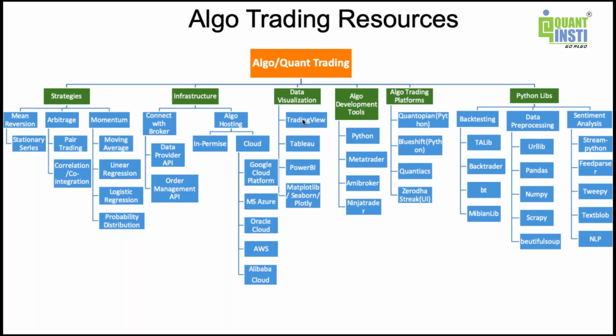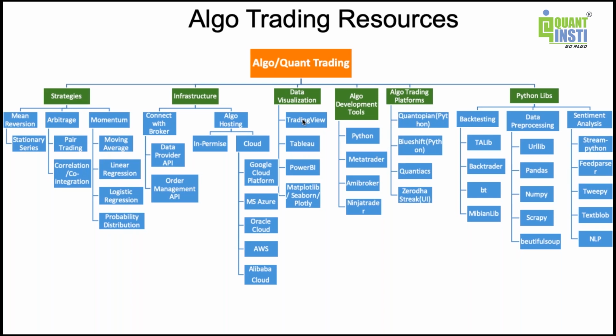There is one more very important library in Python, which is Mibian lib. Mibian lib is nothing but for calculation of option pricing. This is very useful. And if we talk about sentiment analysis, then Stream Python is there. Feedparser is generally used for getting the feed of the news. Tweepy is for Twitter sentiment analysis. TextBlob and NLP is again for sentiment analysis.